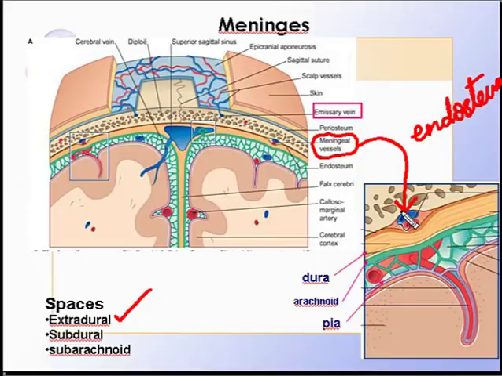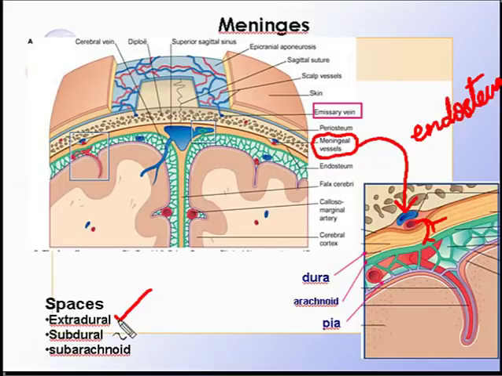Quite naturally, the function of these meningeal blood vessels would be to supply the meninges. So you can see how it can supply the dura and the arachnoid mater. And the meningeal vein will drain the blood from the arachnoid and the dura mater. So the meningeal blood vessels lie in the extradural space.